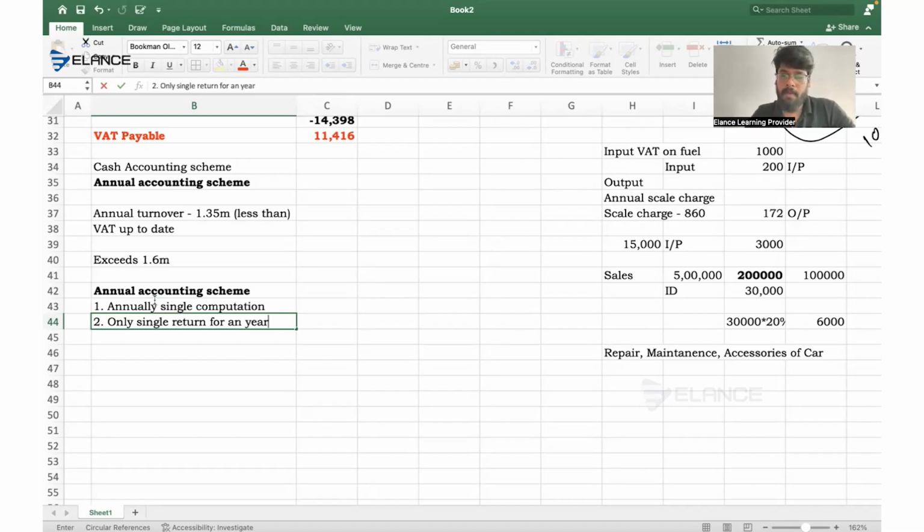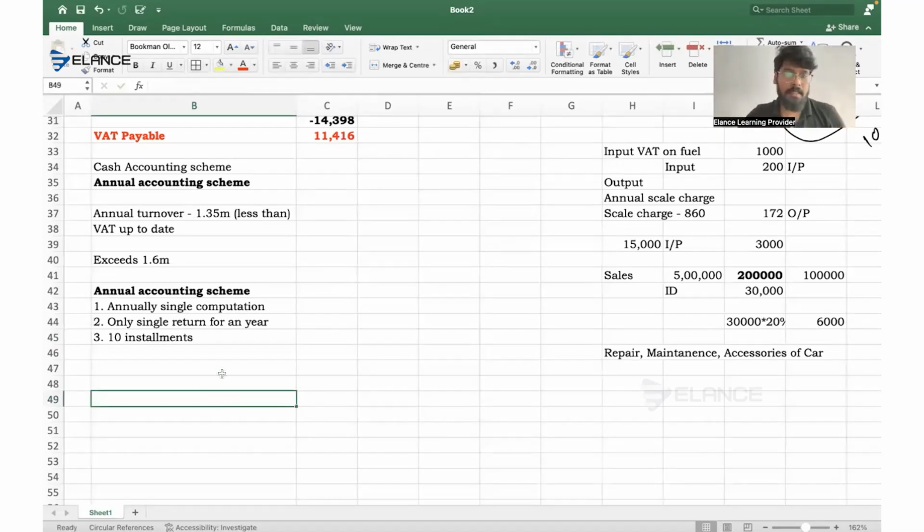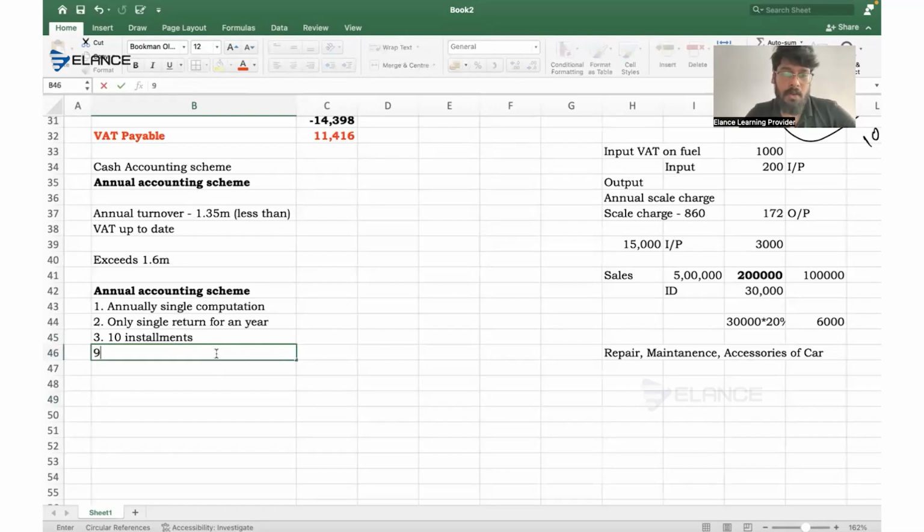But when it comes to payment, annual accounting scheme members should make the payments to HMRC for the year in 10 installments. Only a single computation and a single return are needed annually, but payment should be made in 10 installments. These 10 installments consist of 9 payments on account and 1 balancing payment. This is how annual accounting scheme members pay the VAT.